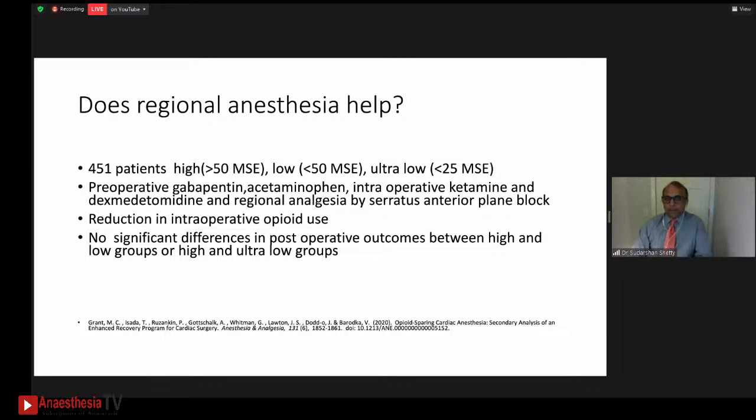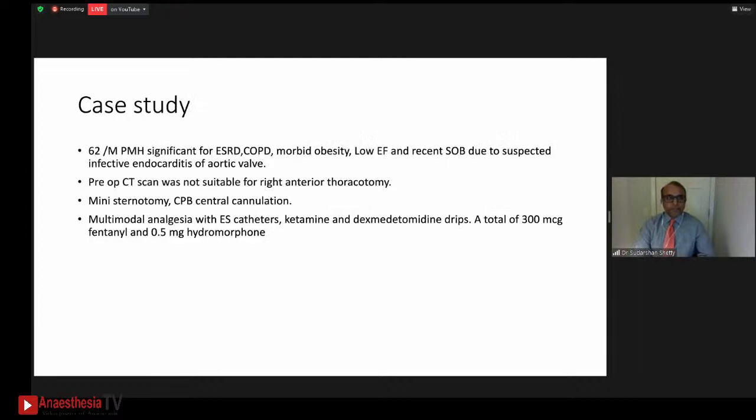They all got preoperative adjuncts like gabapentin, Tylenol, ketamine, dexmedetomidine, and regional analgesia by the serratus anterior plane block. They did find a reduction in the intraoperative opioid dose, but there was no significant difference in outcomes when you compare the high to the low and the high to the ultra low groups. So we still don't know, but anecdotally, it does help.